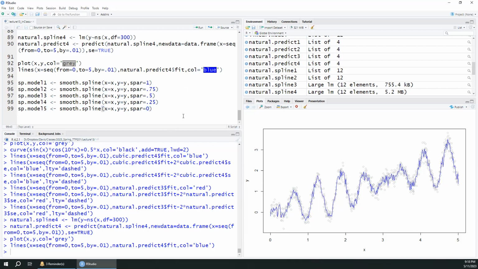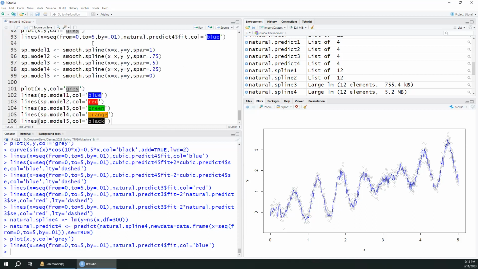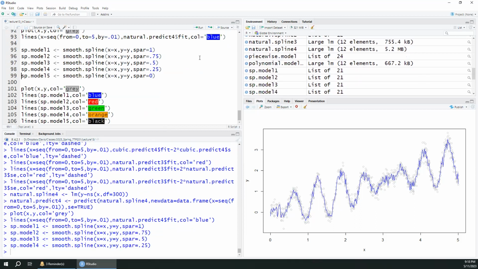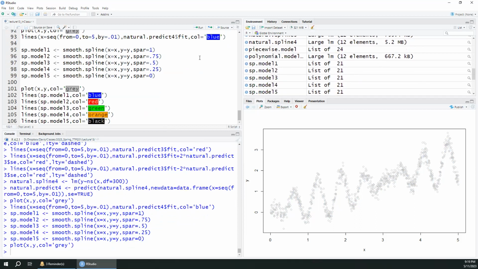So let's take a look at what these look like. Our starting point here, again, with all of our points.